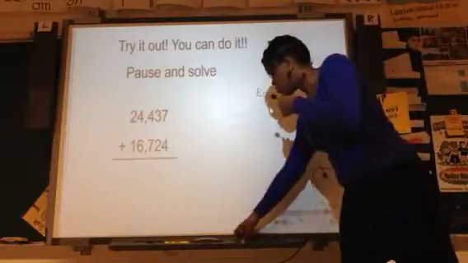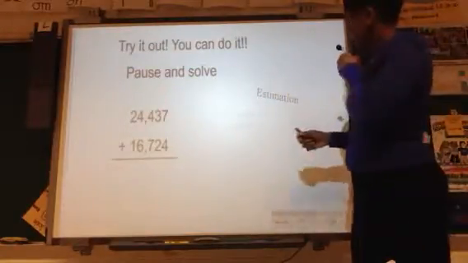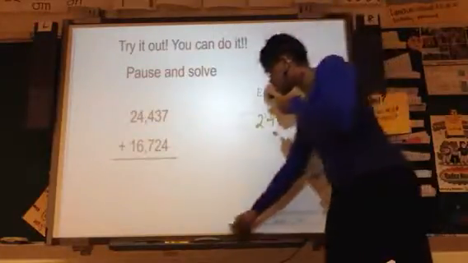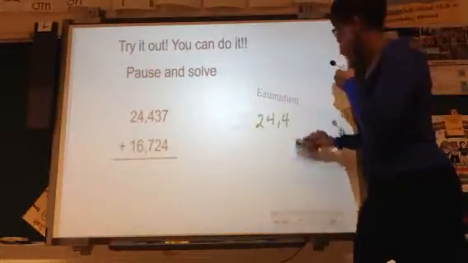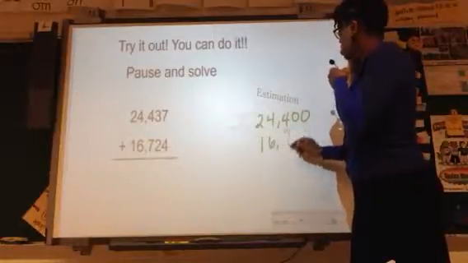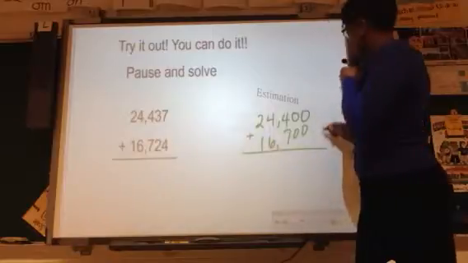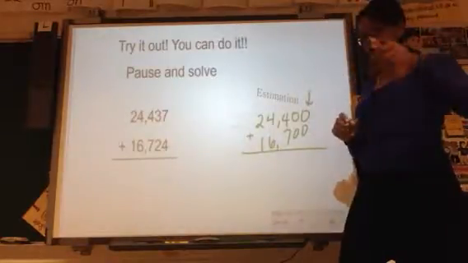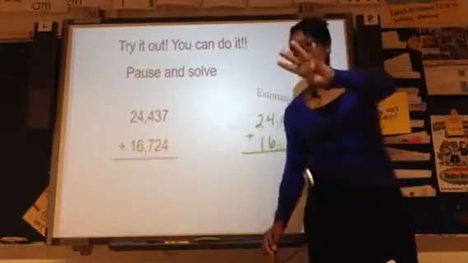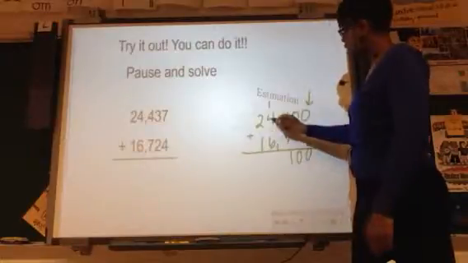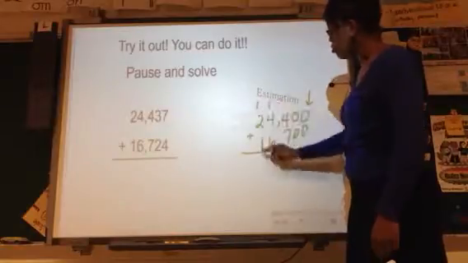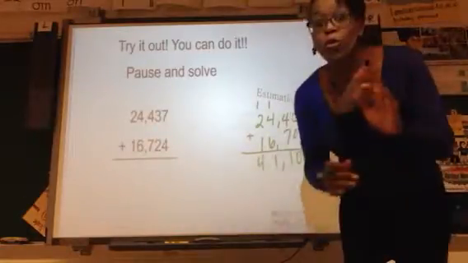Alright, let's estimate. You should have finished solving. If not, pause it now. Let's take a look. Let's do 24,437. Oh, we're estimating, right? So we got to take this off. What's that closer to? 24,400, and then 16,700. So what's 0 plus 0? Always start in the ones place. How are you doing so far? 7 plus 4, 7, 8, 9, 10, 11. It spills over. 2, 3, 4. Don't forget to add those carry numbers. So our answer should be somewhere around 41,100.